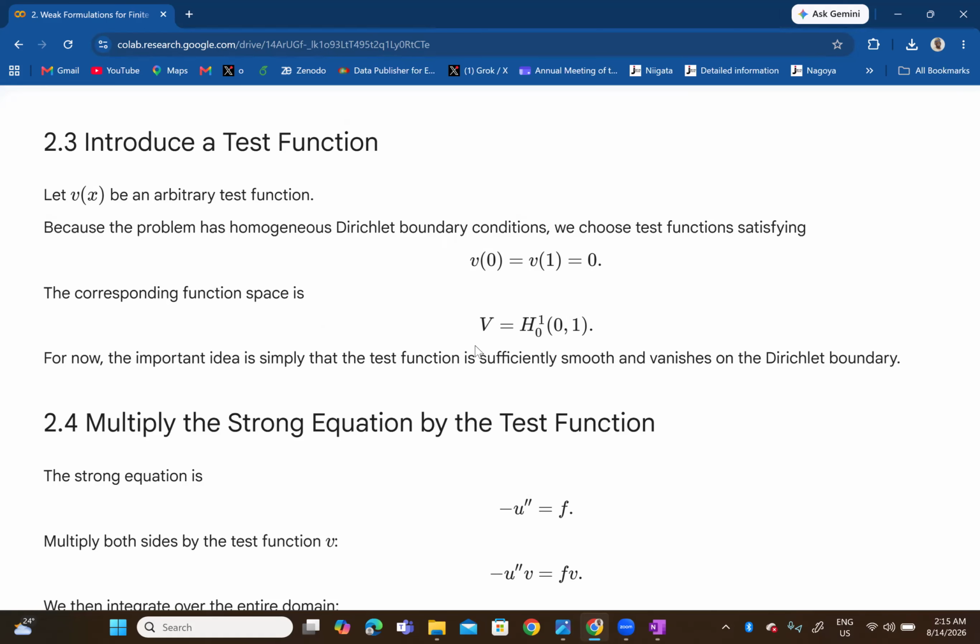So for now, the important idea is simply that the test function v of x is sufficiently smooth and vanishes on the Dirichlet boundary. It is vanishing because it goes to 0.